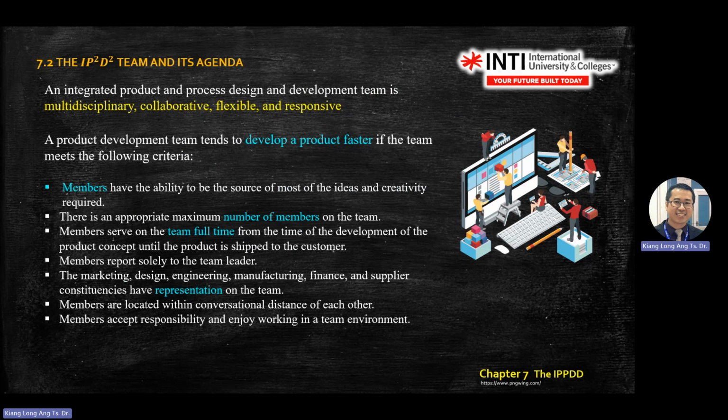Then this one is more on the product development team. How you can make a product faster, the criteria you need for a product development team. So these are the points. You read and memorize if this kind of question comes up. Most of the time, the members should be full time, because when they're full time, they give priority to your projects. Maximize the numbers means your resources, right? Your talent.